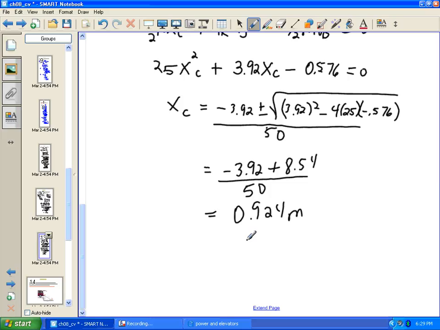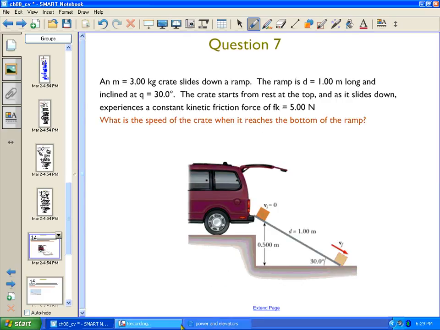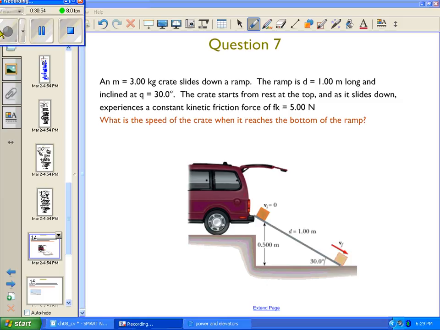Well, this concludes the second part of the problem solving session for Chapter 8. In the next part, we will conclude with questions 7, 8, and 9.